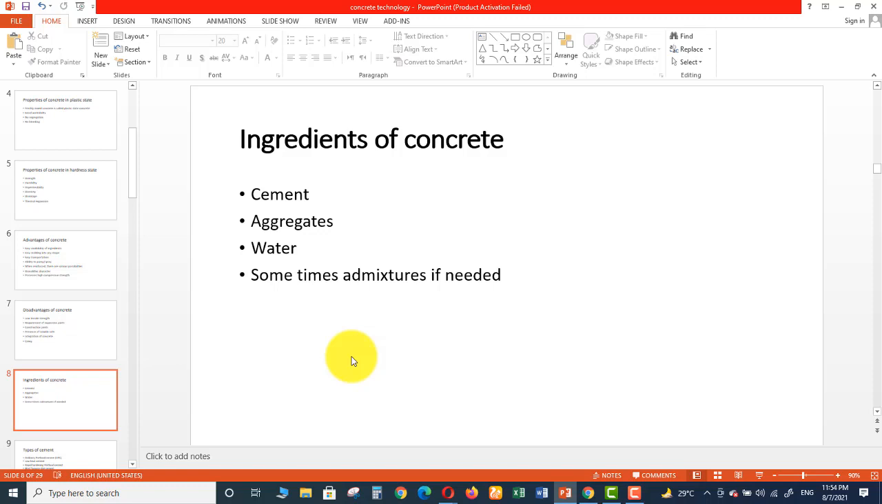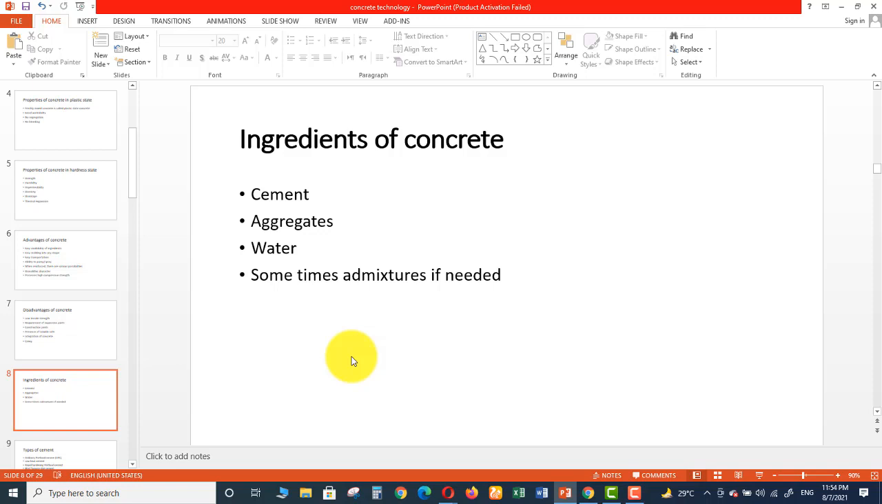As we have discussed earlier, concrete is actually a mixture or combination of cement, aggregates, water, and sometimes we use admixtures according to our need. So let's see what actually cement is.